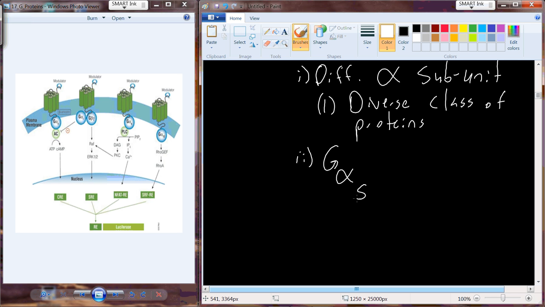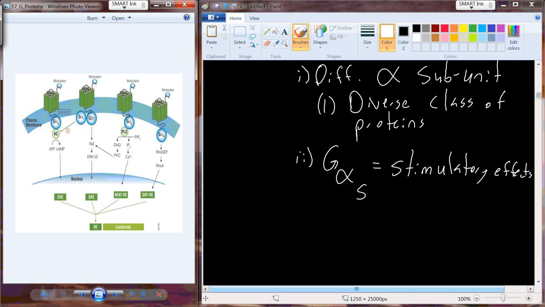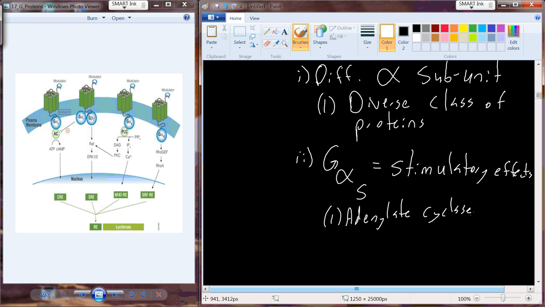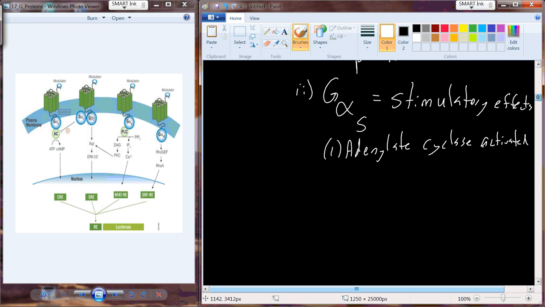And then we get another letter there below the alpha, in this case, S. And this is a G protein that's known as the stimulatory alpha subunit. And so we'll have stimulatory effects. And it turns out that this G alpha S is usually what's associated with adenylate cyclase. So adenylate cyclase will be activated when we activate G alpha S. And there's a host of different hormones that will use the G alpha S: epinephrine, glucagon, luteinizing hormone, parathyroid hormone, and adrenocorticotropic hormone, or ACTH.